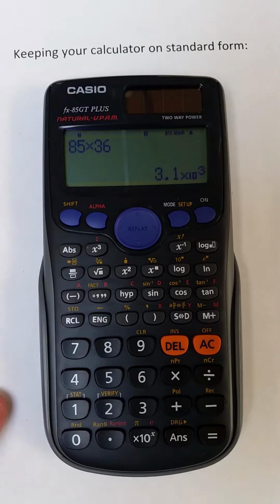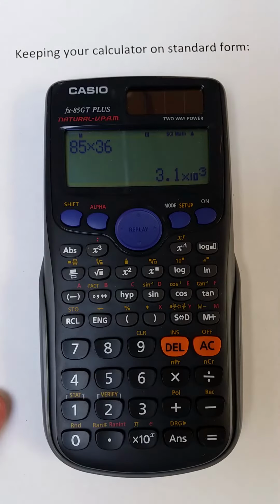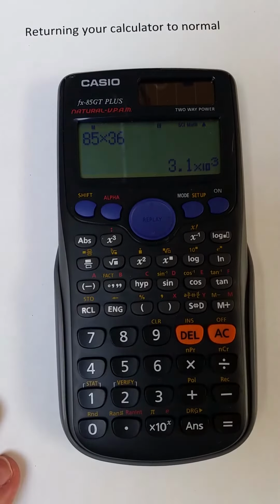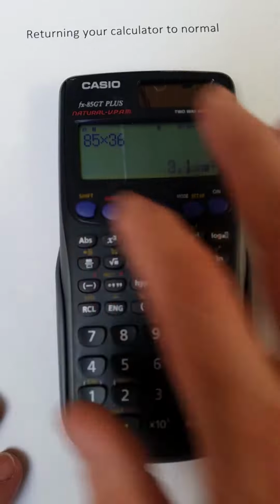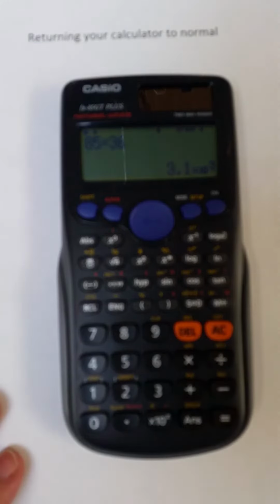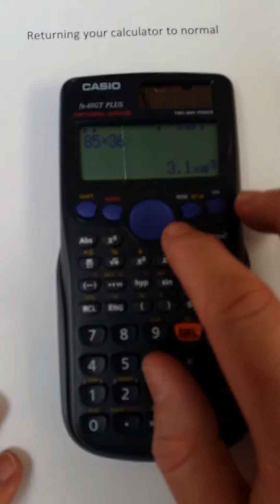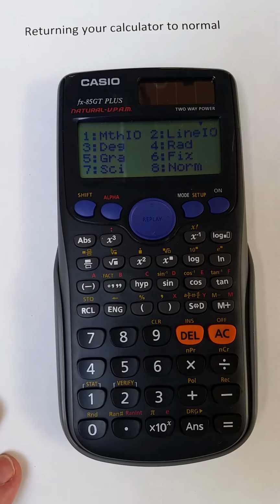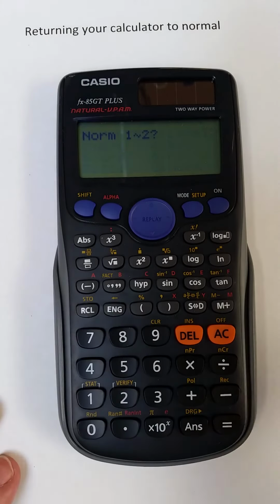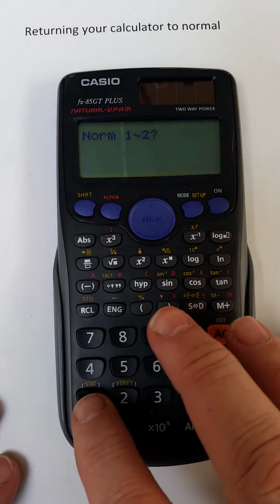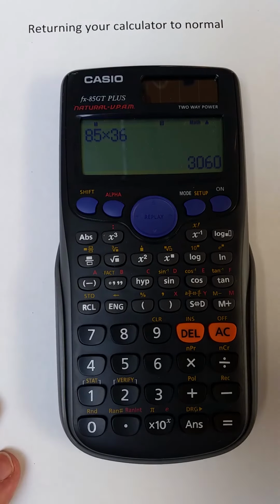So all our answers, no matter how we input them, will be in standard form. However, we may not always want to stay in standard form. Fortunately, we can just go back the way we started. So again, it's Shift, Mode, Norm, and number 1. Okay, and it's taken our number straight back to where we want to go to.